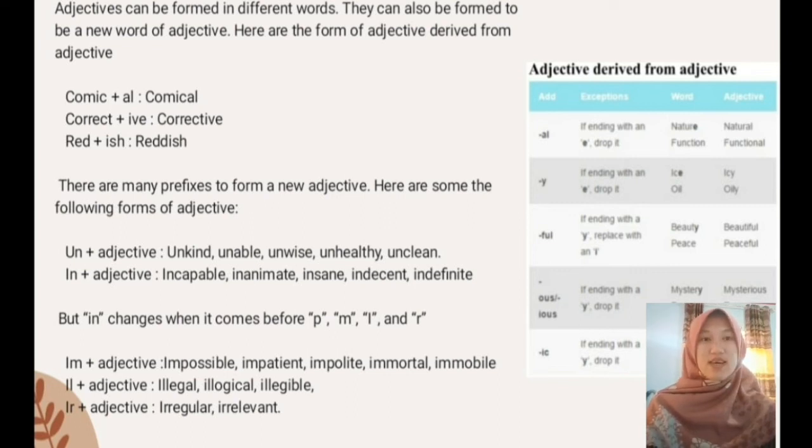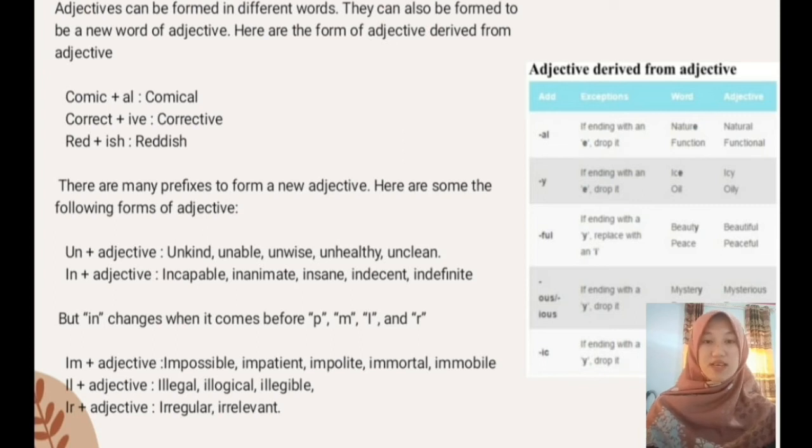Next slide. Adjectives can be formed in different ways. They can also be formed into a new word of adjective. Here are the forms of adjective derived from adjective. For example, comic plus -al becomes comical. Correct plus -ive becomes corrective. Red plus -ish becomes reddish, and etc.